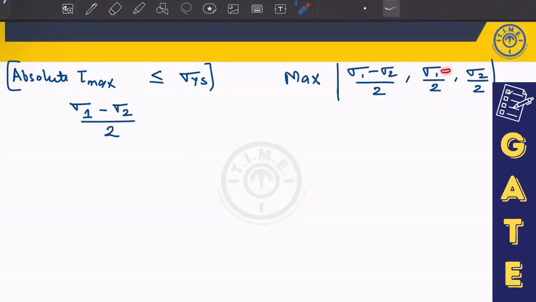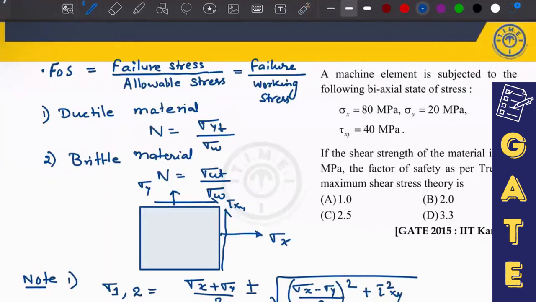Here we are assuming sigma 3 is 0. So if it is 0, then sigma 1 by 2 and sigma 2 by 2. Now, what is the maximum value? Let us suppose sigma 1 minus sigma 2 by 2 is the maximum value. As it is less than or equal to, you have to consider the factor of safety. The shear yield strength is clearly mentioned as 100, which means this is the maximum stress that the material can withstand.